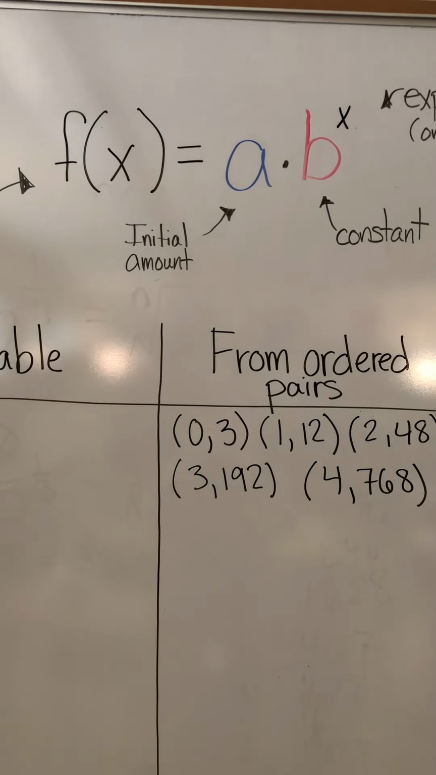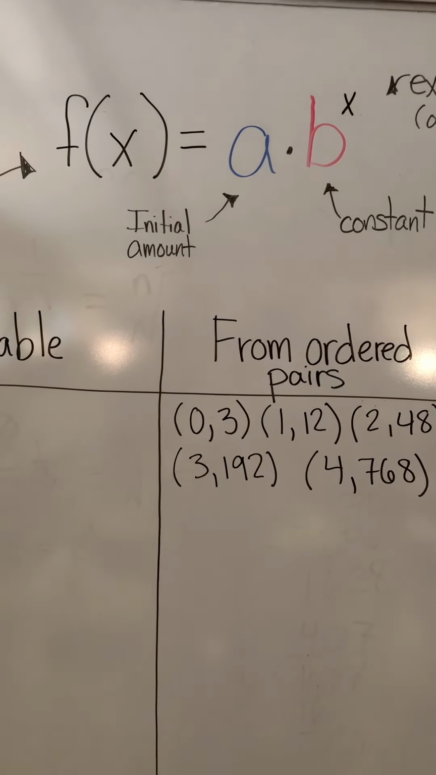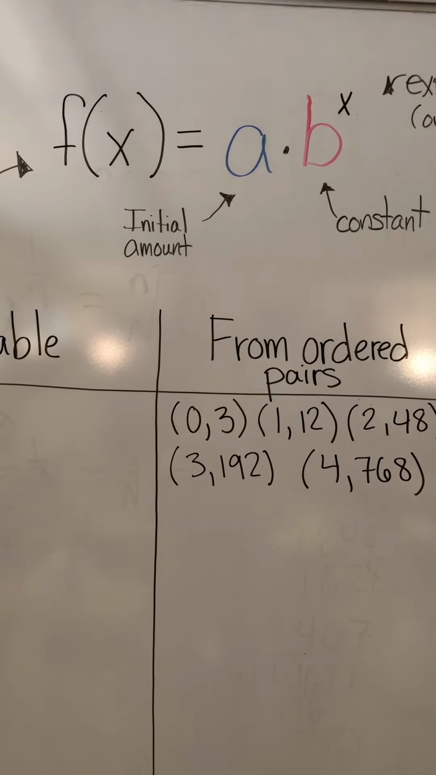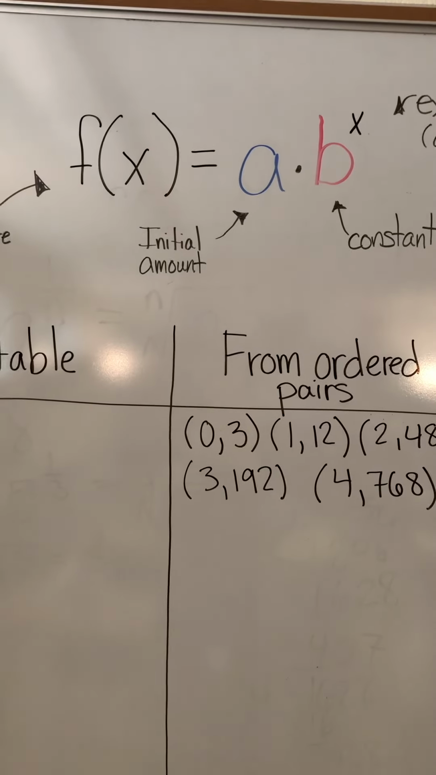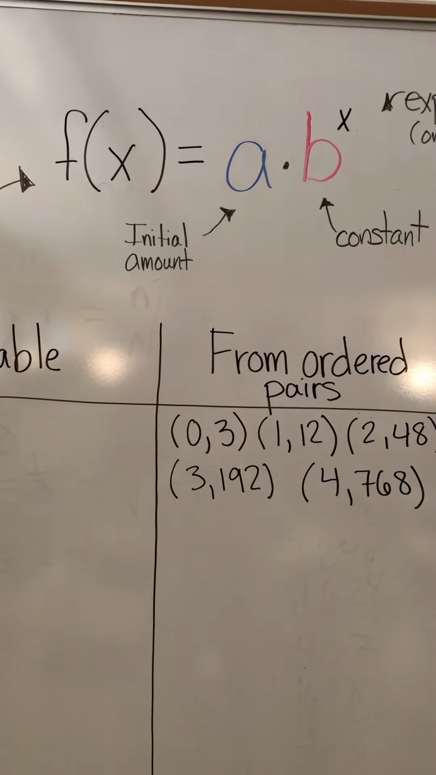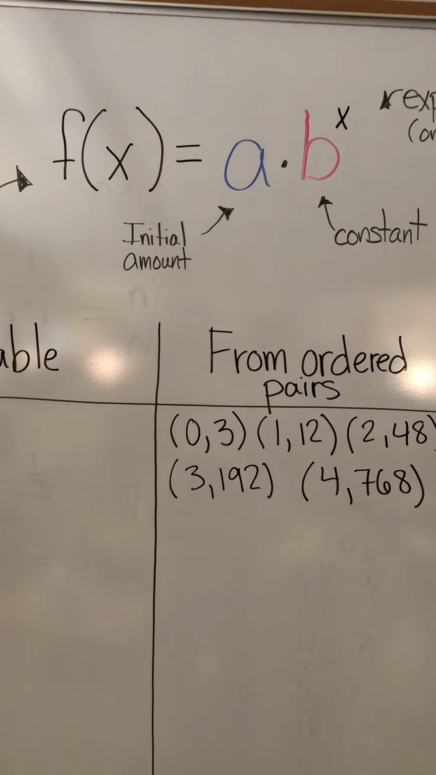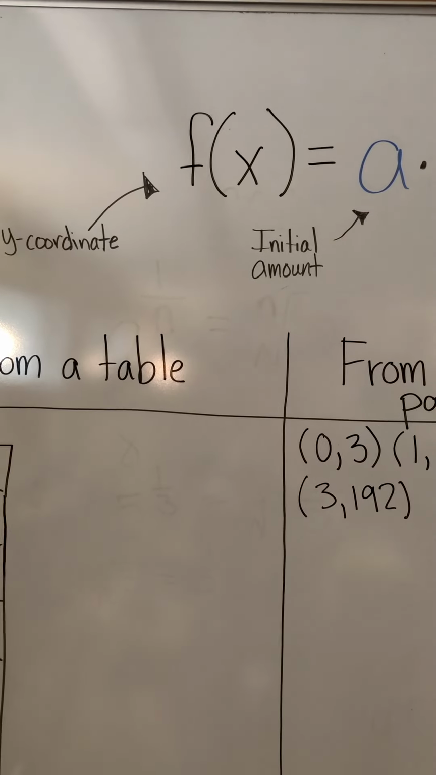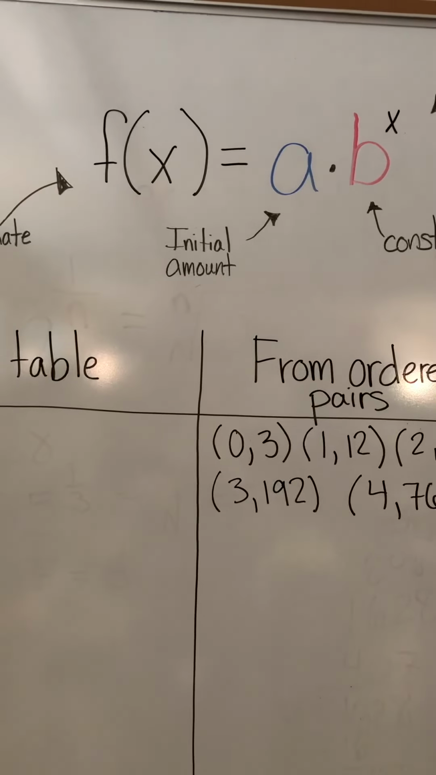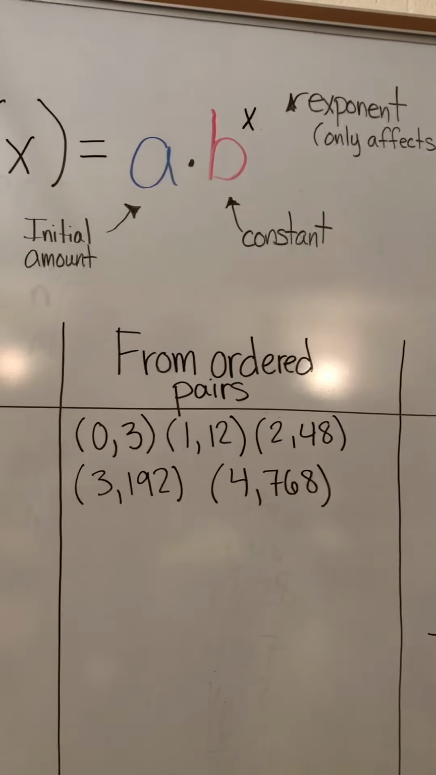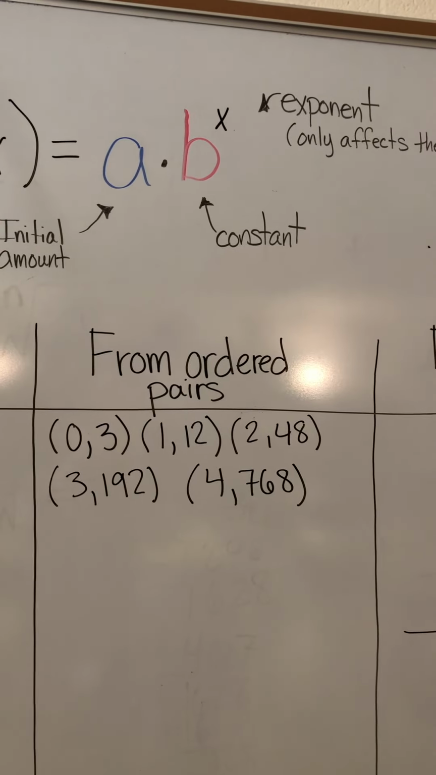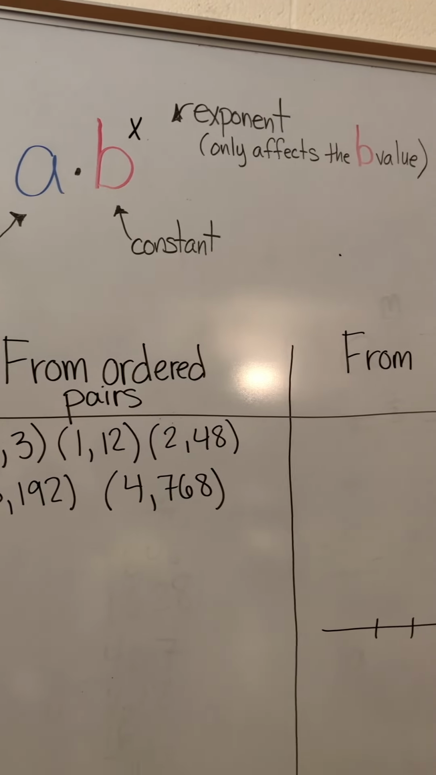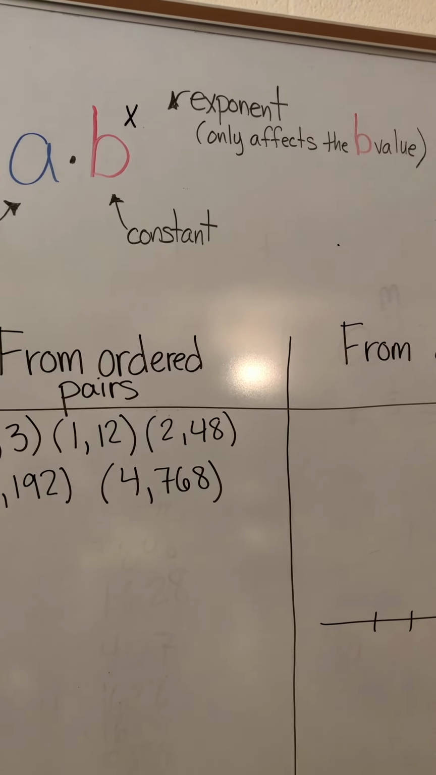For today's lesson, we are writing the equation for the information that we are given. So we have f of x equals a times b raised to the x power. Your f of x is your y-coordinate or your total. Your a is your initial amount. Your b is your constant, and the x is the exponent. And remember that exponent only affects the b value.